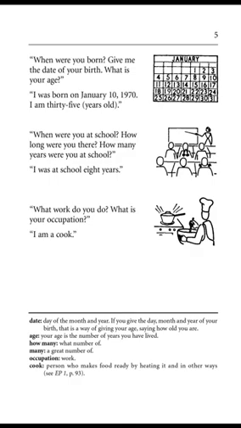Page 5. When were you born? Give me the date of your birth. What is your age? I was born on January 10th, 1970. I am 35 years old. When were you at school? How long were you there? How many years were you at school? I was at school 8 years. What work do you do? What is your occupation? I am a cook.